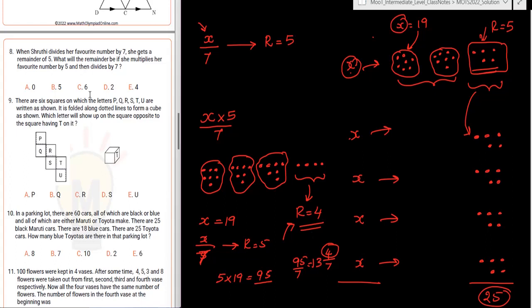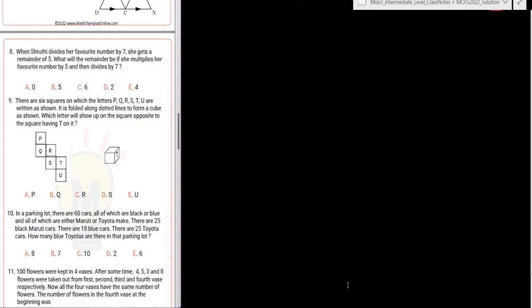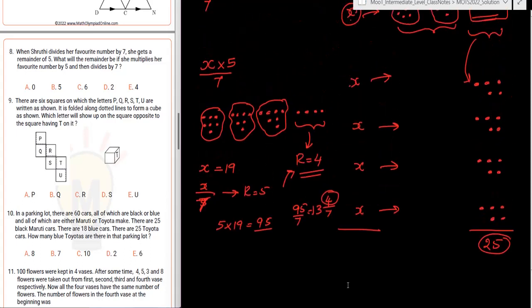It's a nice problem. It involves the concept of remainders. Okay, moving on. So the answer for this previous problem is E, right? That is the answer, E. Choice E, which is 4.